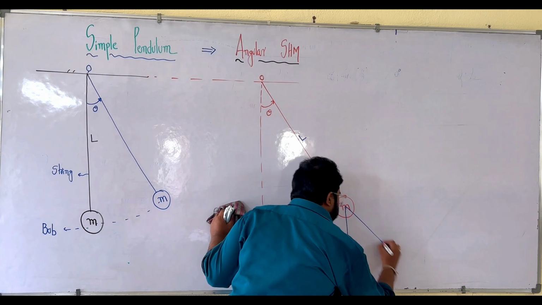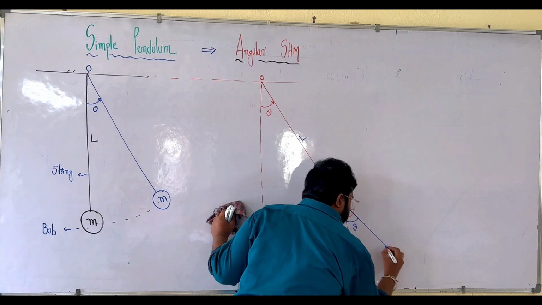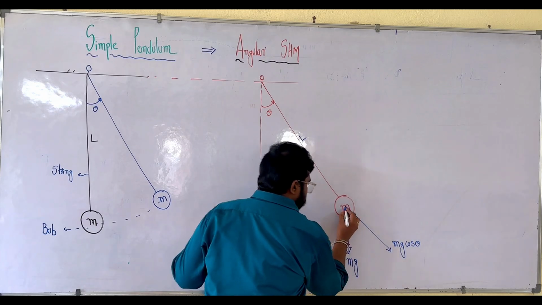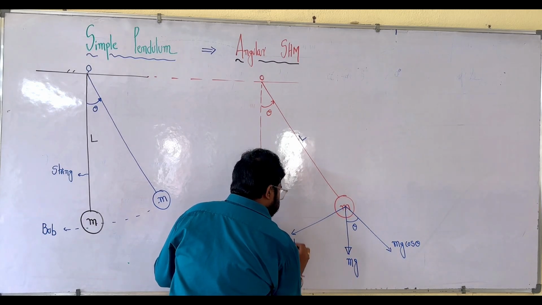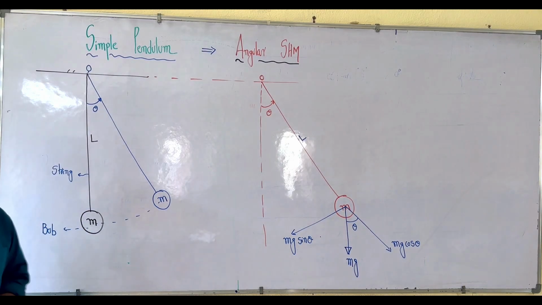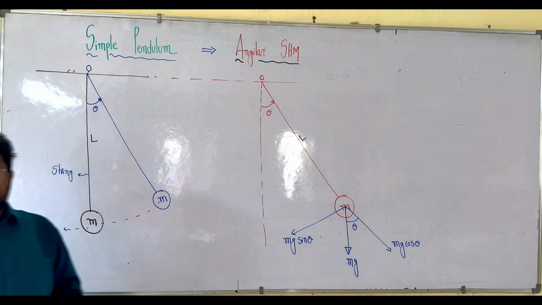Weight always acts vertically downward. Mg cos theta: first resolve it. Next, mg sin theta. How many elements are present in the system?